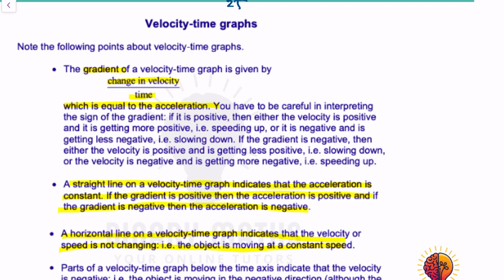And the last point is that parts of a velocity time graph below the time axis indicate that the velocity is negative, i.e. the object is moving in the negative direction, although the displacement may still be positive.